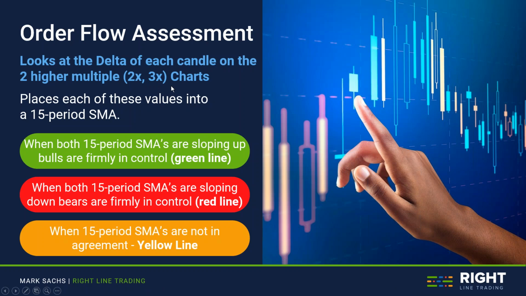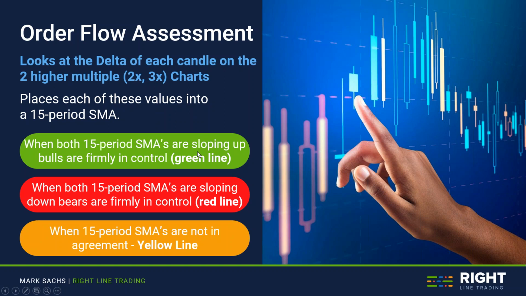Right? So our order flow assessment looks at the delta of each candle and on the 2 higher multiples, and it places this value into a 15-period SMA. Now, it's not a standard SMA. It has an algorithm and some smoothing factors and some other stuff in it. So it's not just a 15-period SMA.